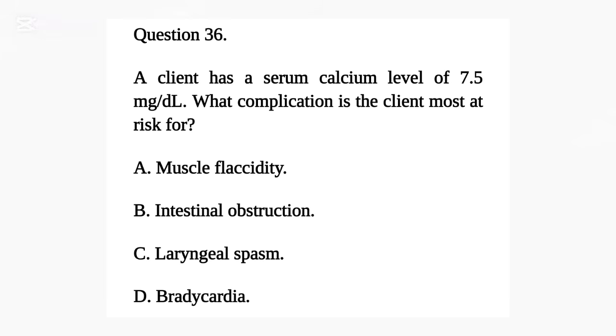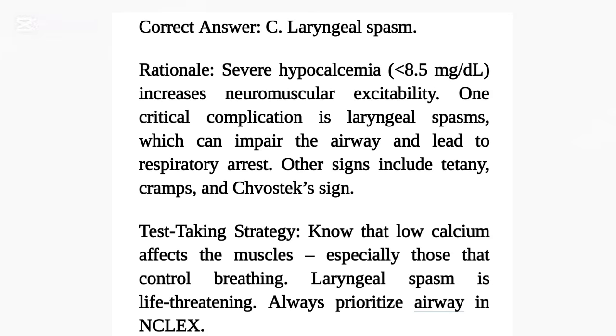Question 36. A client has a serum calcium level of 7.5 milligrams per deciliter. What complication is the client most at risk for? A. Muscle flaccidity. B. Intestinal obstruction. C. Laryngeal spasm. D. Bradycardia. Correct answer, C. Laryngeal spasm.